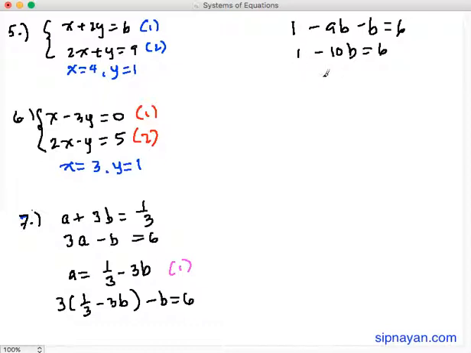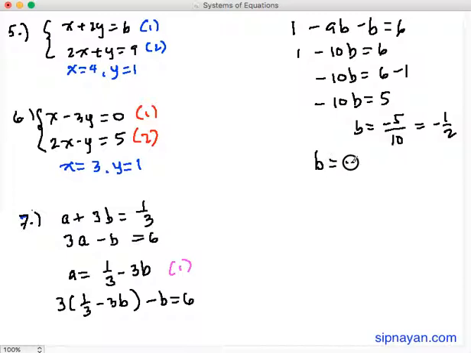Then we subtract 1 from both sides. We have negative 10b is equal to 6 minus 1. Negative 10b is equal to 5, and b is equal to negative 5 over 10, or negative 1/2. So we have b equals negative 1/2. Then we substitute here. Pwede naman tayo mag-substitute dito sa 3a. So 3a minus b, and your b is negative 1/2.